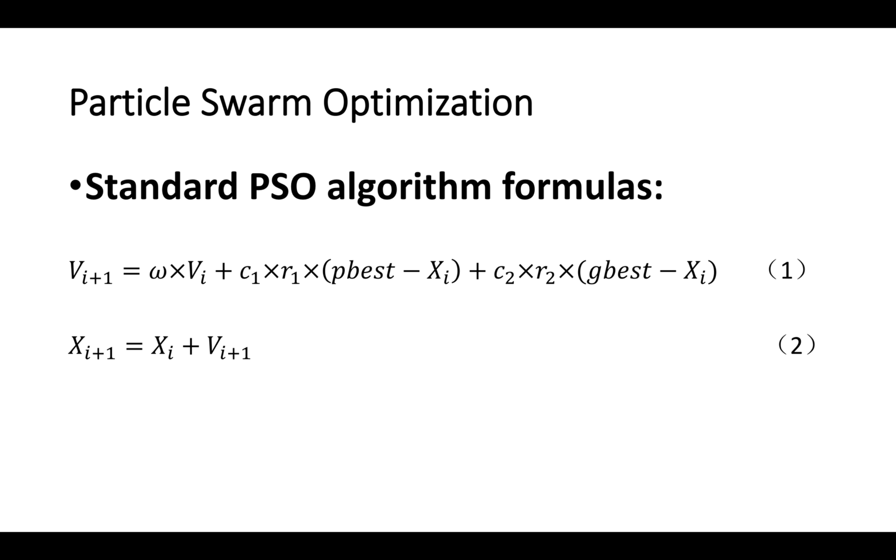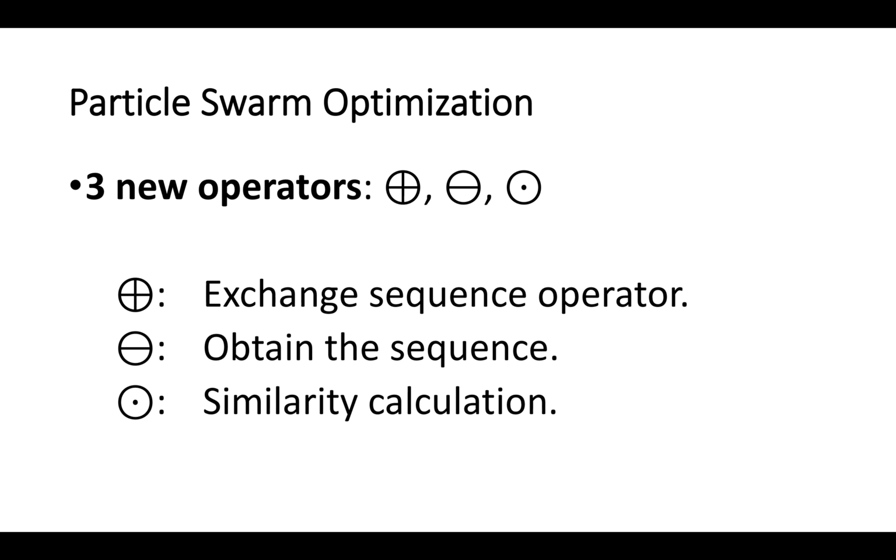Adopting particle optimization algorithm to multiple traveling salesman problem, it is necessary to rewrite the standard particle optimization formulas. In order to let the particle learn from its current best position and the current global best position, I propose three new operators and new particle optimization formulas.